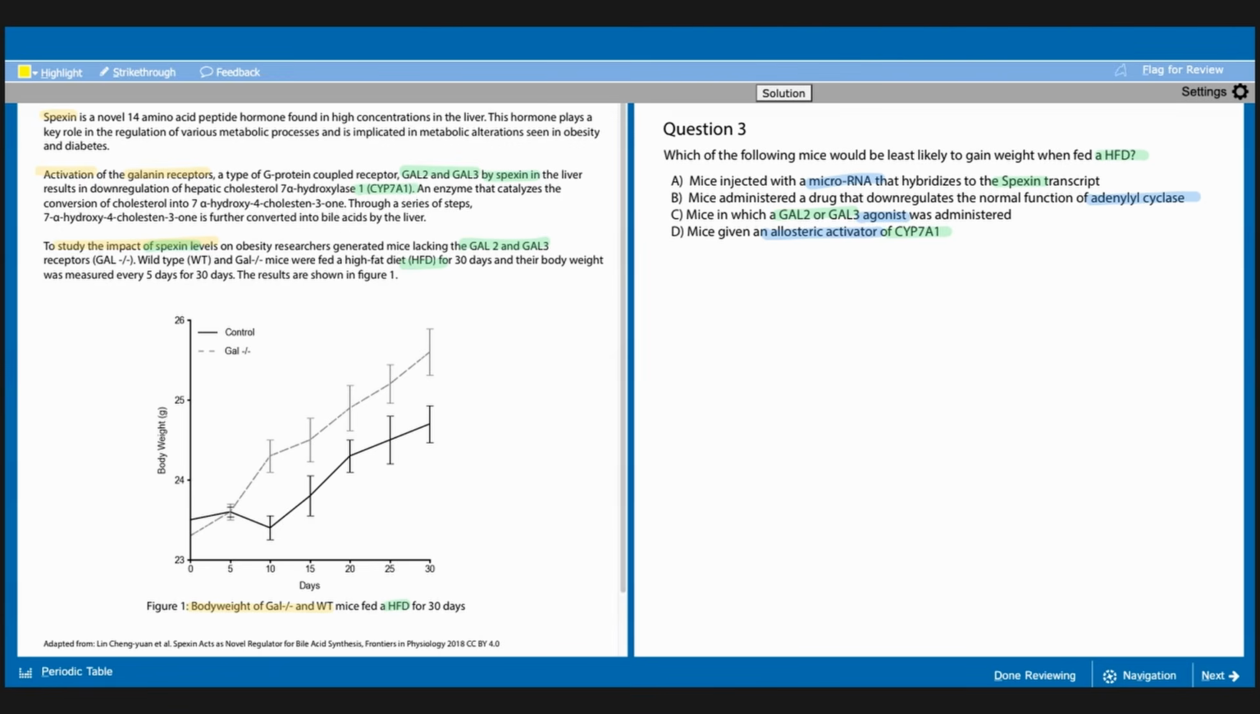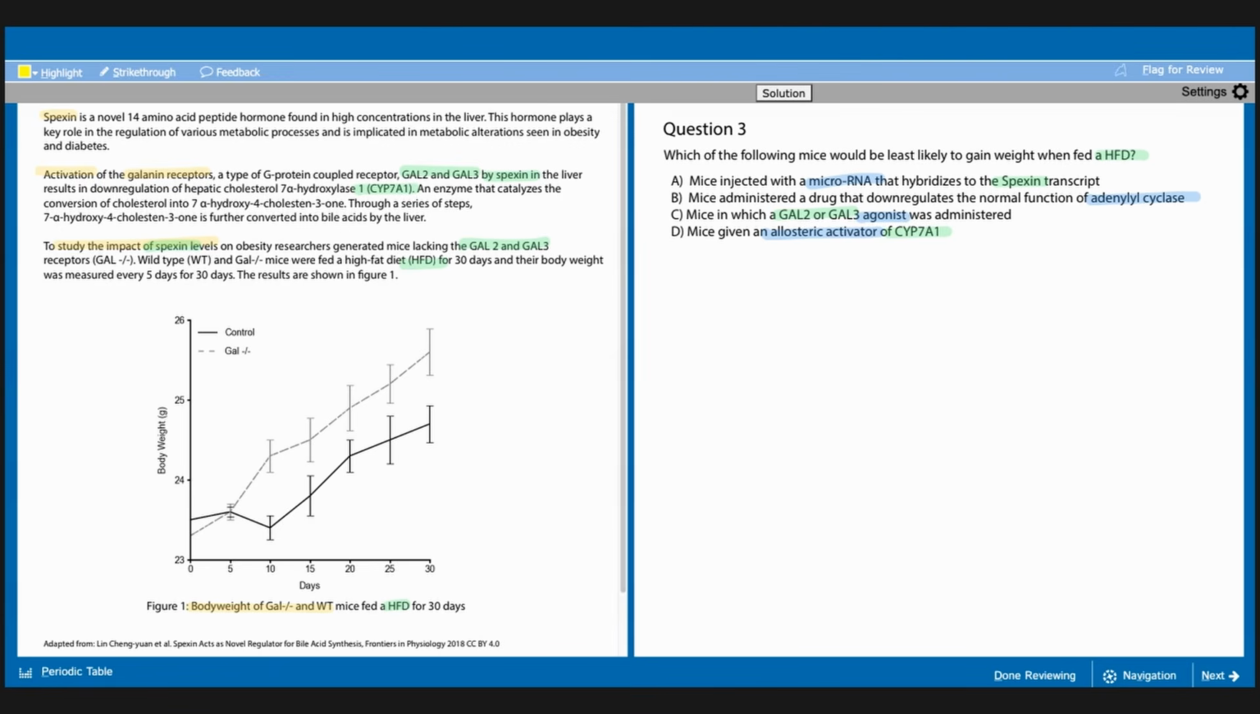So as I look at this, it says, which of the following mice would be least likely to gain weight when fed a high-fat diet? So the first thing that I would be thinking is, are any of these areas describing weight gain? And do they have something to do with high-fat diet? So I'll start by looking there, and I know that they were measuring the weight in this particular graph.